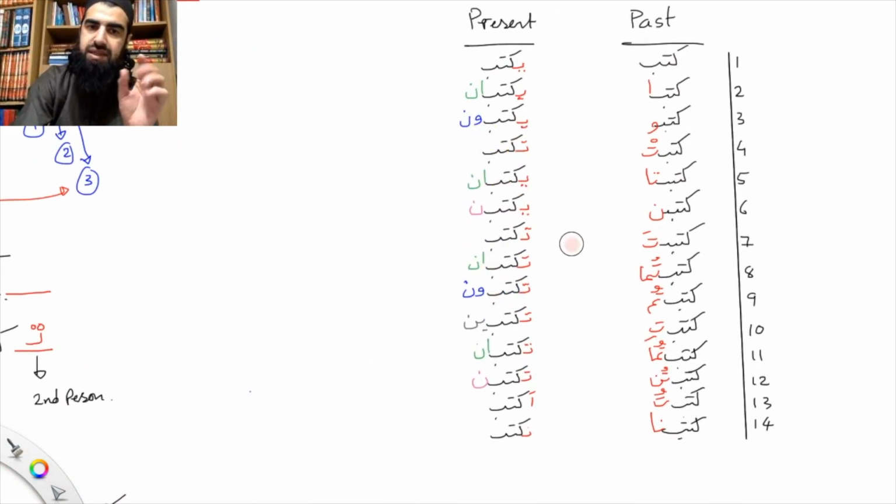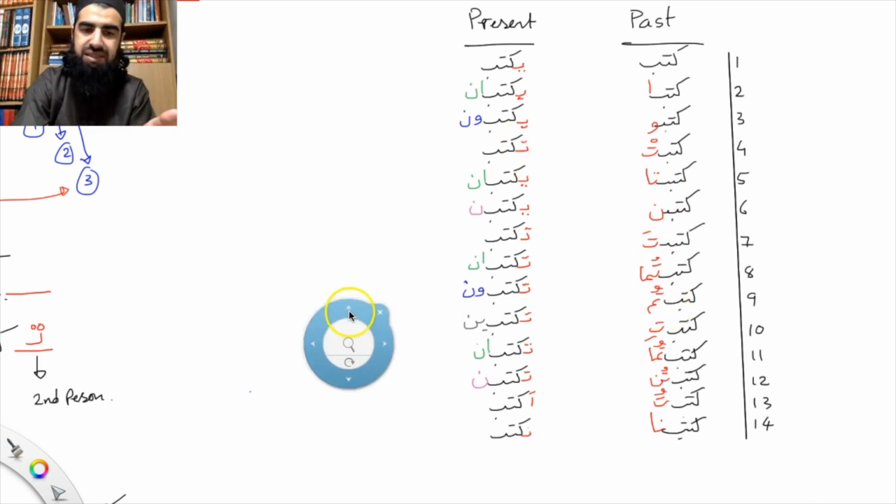So if we look at the past list, the present list, you can have a go at trying to identify which letters in these 2 lists are extra letters and which ones are not. Basically all the letters written in black are root letters, fa, ain, lam, and all the ones written in another color are extra letters, zaida letters.